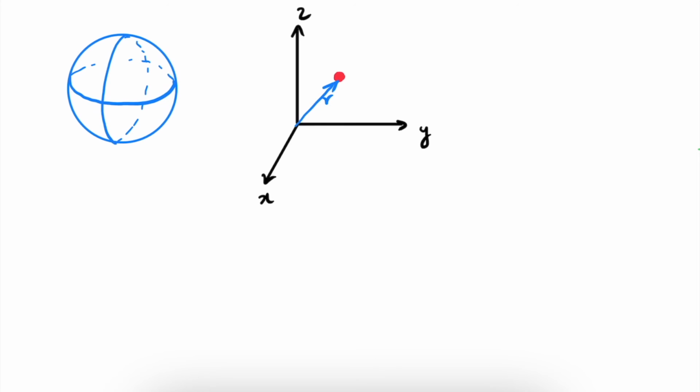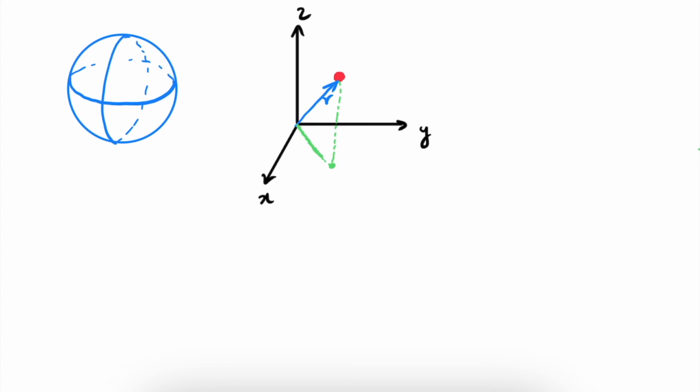For the second component, we project our vector r to the xy plane. In this case, it will be this point right here. So this will be the place of our point if it's projected along the z direction onto the xy plane.